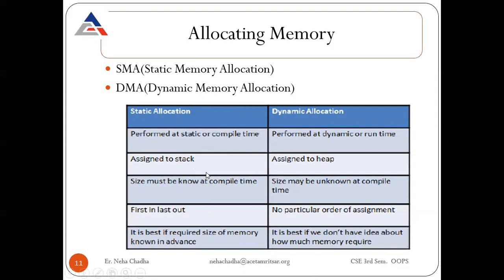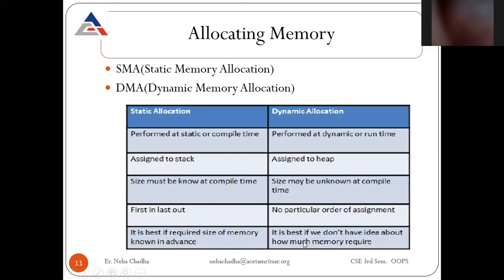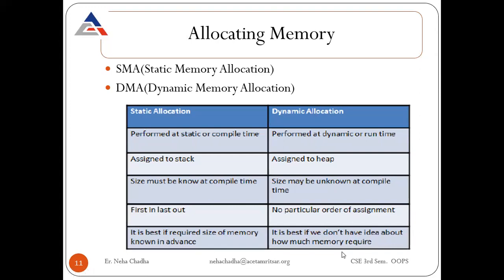Static allocation is assigned to the stack. Dynamic allocation is assigned to the heap. Static allocation size must be known at compile time. In dynamic allocation, size may be unknown at compile time; it must be known only at runtime. Static allocation follows the rule of first in, last out. In dynamic allocation, there is no particular order of assignment. Static allocation is best if the required size of memory is known in advance. Dynamic allocation is best if we don't have any idea about how much memory is required.